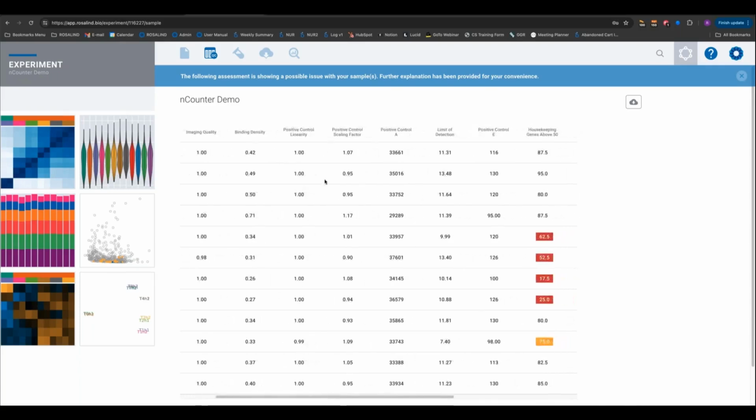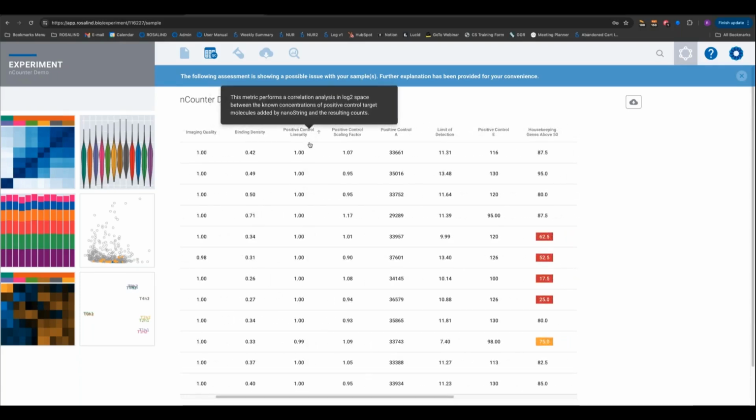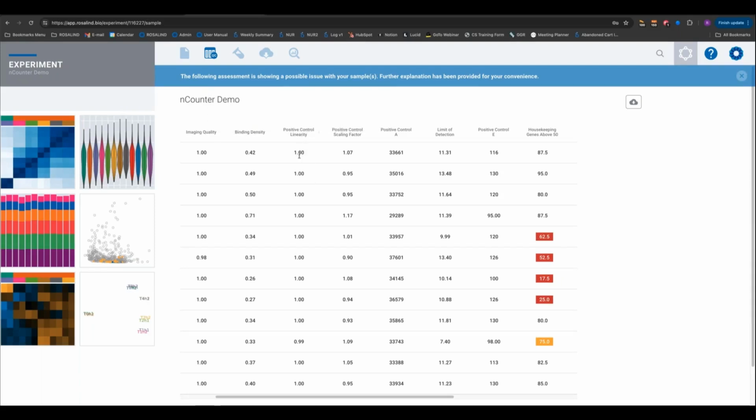Now let's look at the technical performance of the assay itself. Let's look at the positive control linearity. How linear and how robust are these positive controls across all of our samples? In this data set, it's excellent. There's no concern with linearity or any of the particular robust performance of the positive controls in this particular metric.